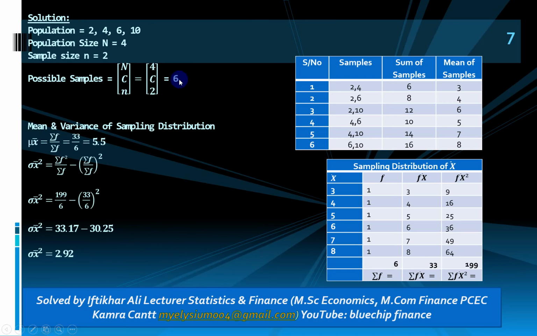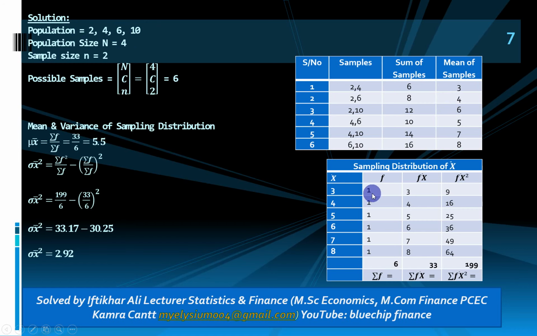You can calculate combination through an ordinary calculator. So what are these 6 samples? 2, 4; 2, 6; 2, 10; 4, 6; 4, 10; and 6, 10. These are given here. Take the sum of all these samples and calculate the mean of each sample. So 6 divided by 2 equals to 3, 8 divided by 2 is 4, 12 divided by 2 is 6, and 10 divided by 2 is 5, and so on.